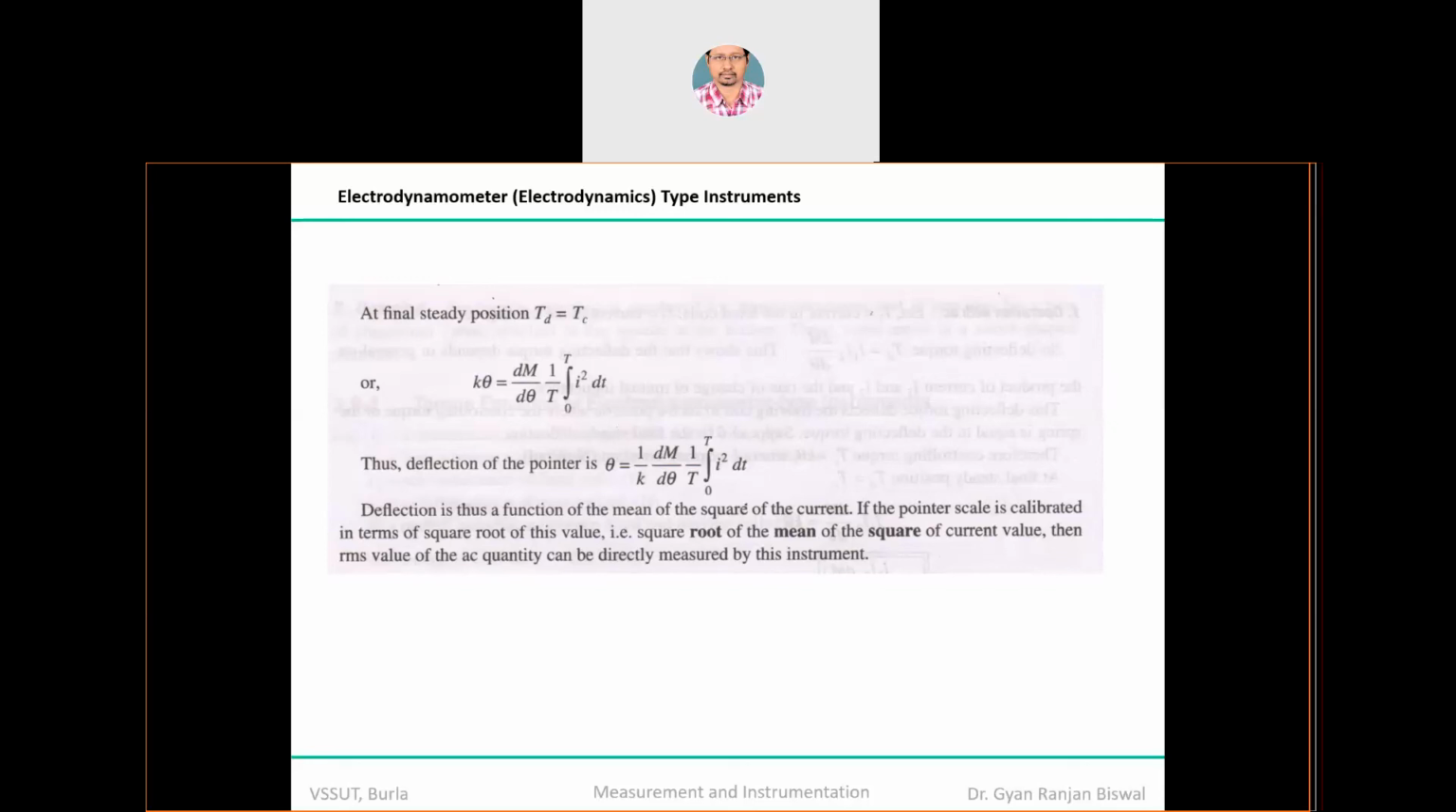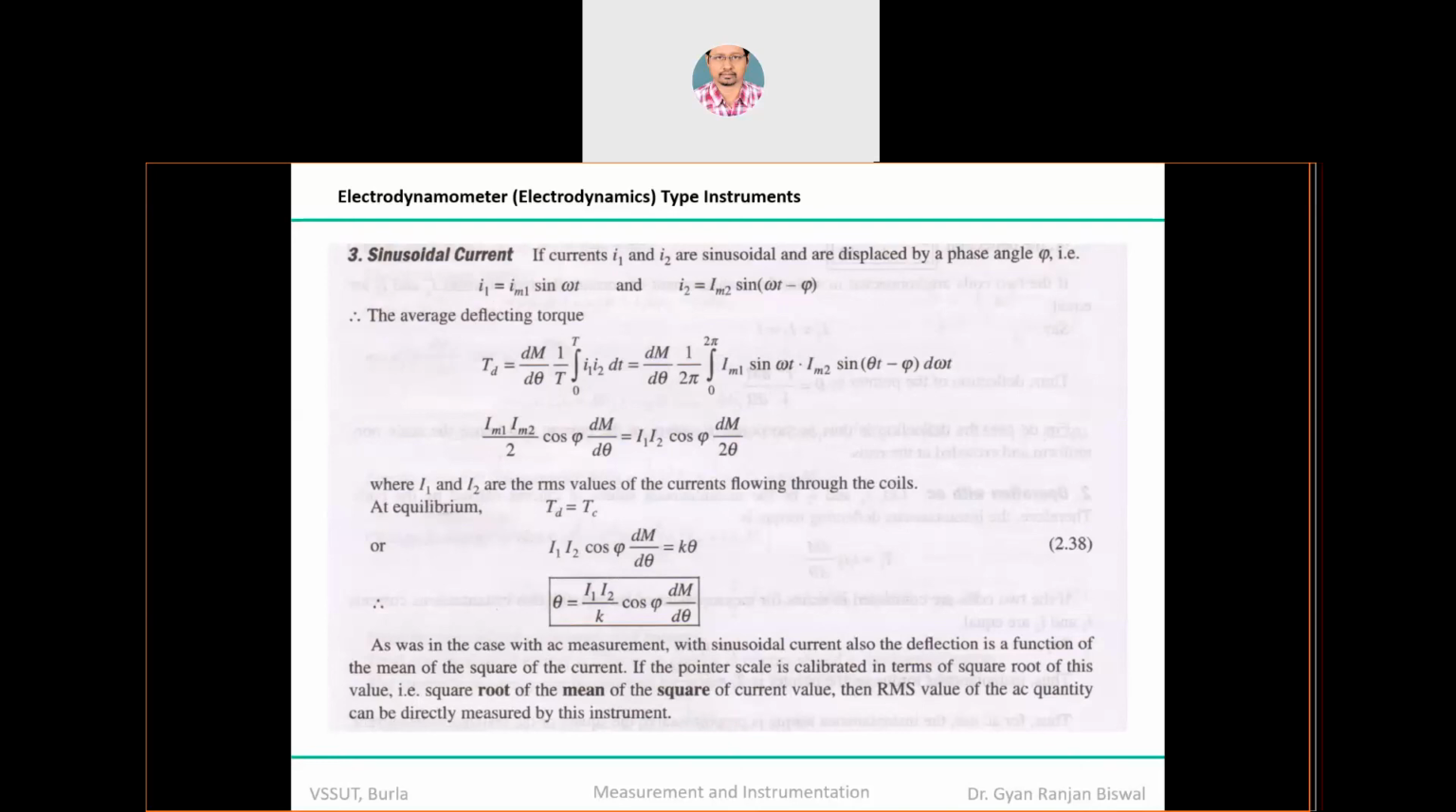if the pointer scale is calibrated in terms of the square root of this value, that is, the square root of the mean of the square of the current values, then the RMS value of the AC quantity can be measured directly by this mechanism. Here you got the answer to what I asked you a few minutes back. Whenever you are able to visit the lab, ask your lab assistant to help you understand this experimentation.